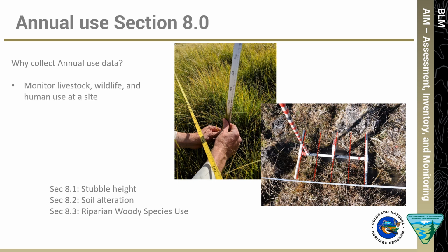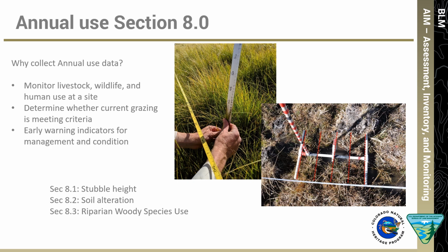We collect annual use data to monitor livestock, wildlife, and human use at a site. Annual use data can help determine whether current grazing is meeting criteria. It can serve as an early warning indicator for management and condition. Annual use data helps inform permit renewals, and helps meet compliance.